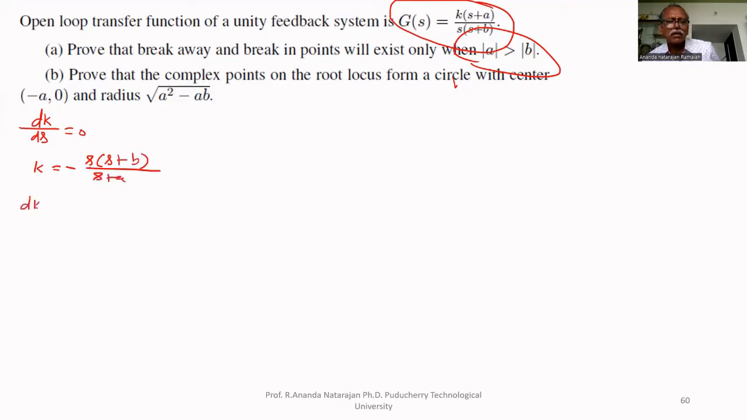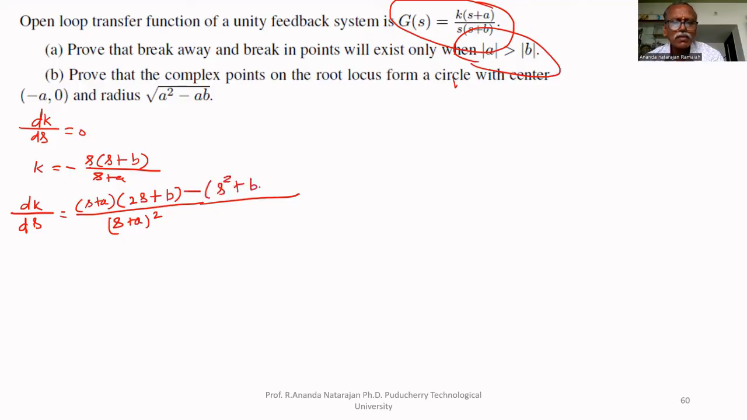Therefore, dk by ds equals S plus A whole square, S plus A multiplied by 2S plus B minus S square plus BS. The derivative of S plus A is 1. That's all. That is equal to 0.